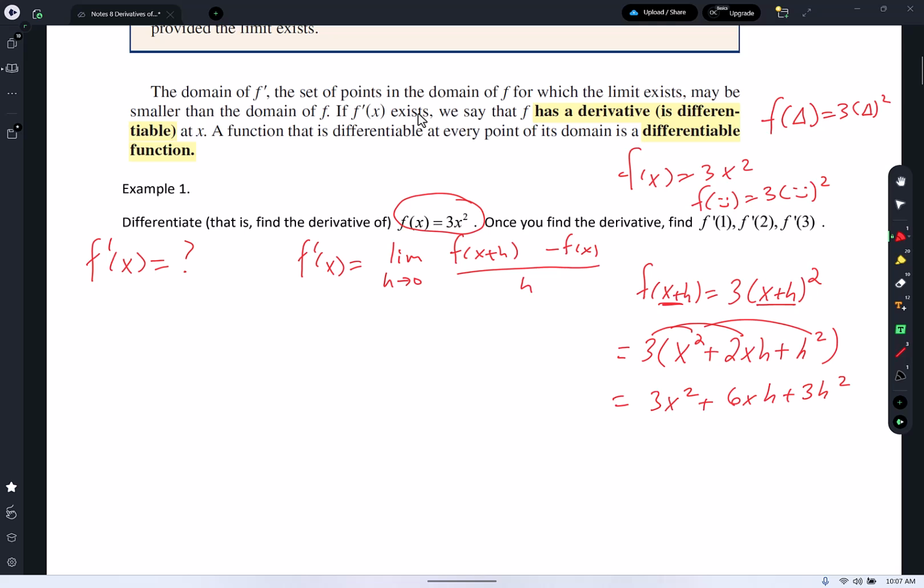Here we go. I come back, and I'm going to write f prime of x is equal to, so some of you are not writing the word limit on your problems, limit as h approaches 0, and I gotta have all that. 3x squared plus 6xh plus 3h squared, that's your f of x plus h, minus the f of x, which is just 3x squared, all over h. So I'll wait for you guys to catch up.